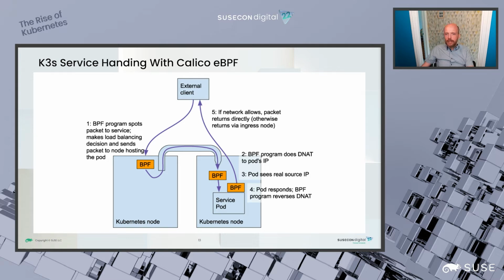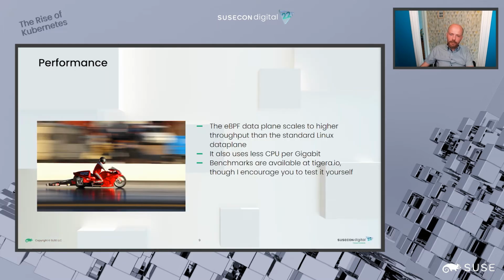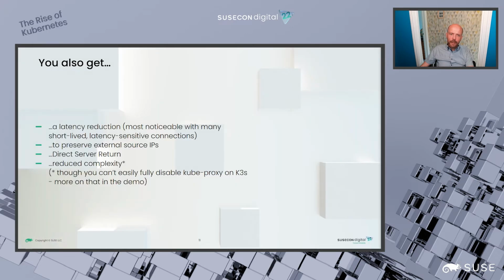Your upstream network may not allow direct server return, because that can sometimes appear as a vulnerability or an attack to your upstream network. So depending on the configuration of your upstream network, it's possible to configure the eBPF data plane to respond through the ingress node. So having seen these diagrams, if we just look at the benefits again of using eBPF on your K3s clusters, the first one is performance, and then latency reduction, preserving source IPs, and direct server return, and arguably reduced complexity depending on how you look at that.